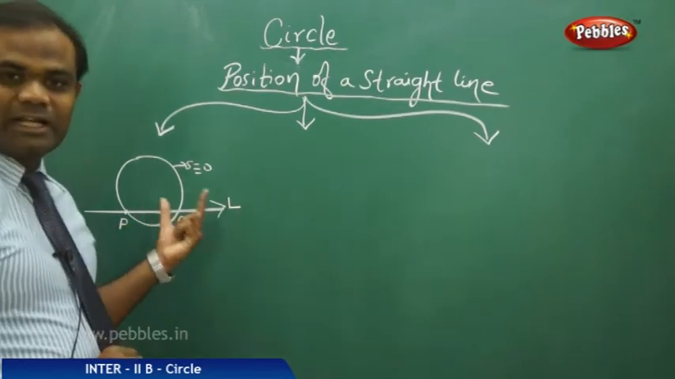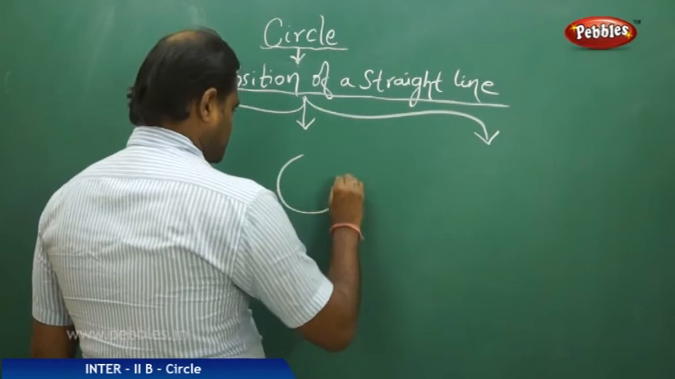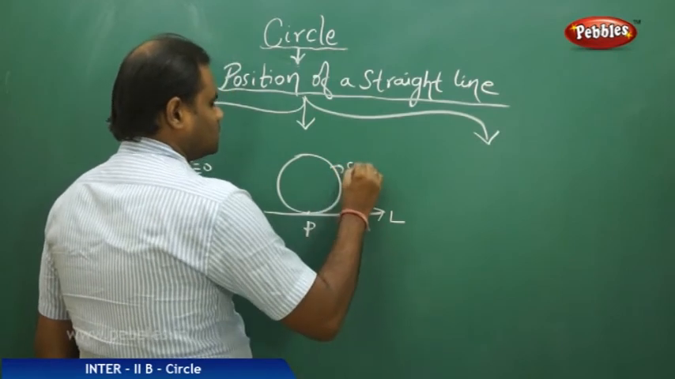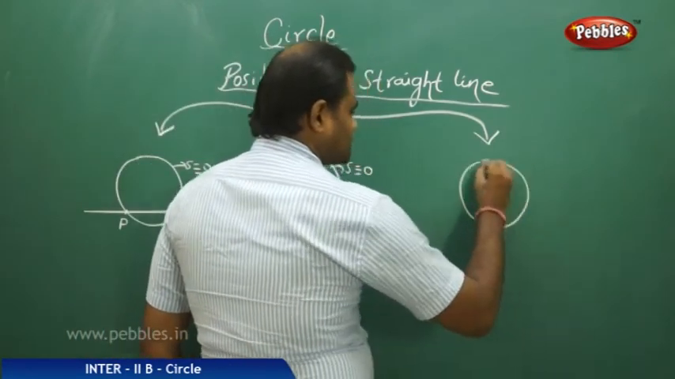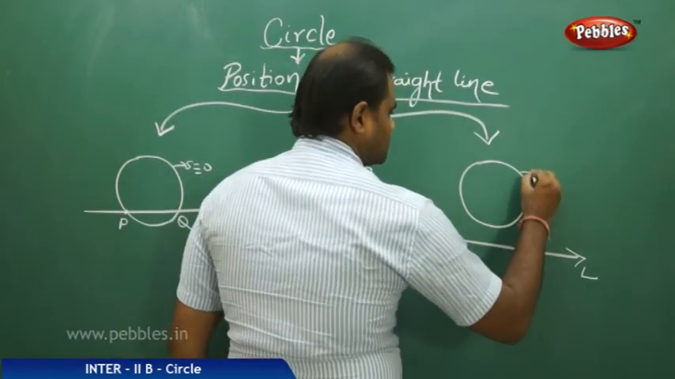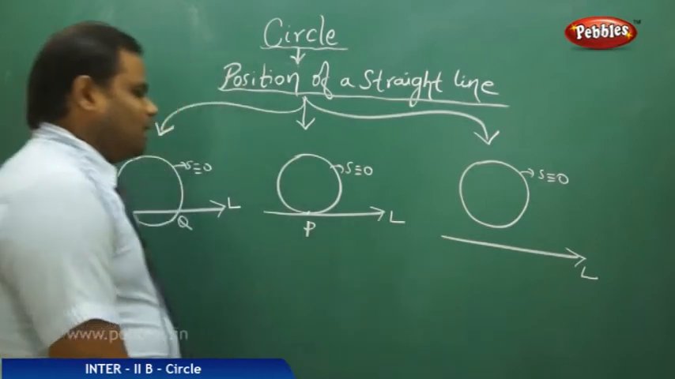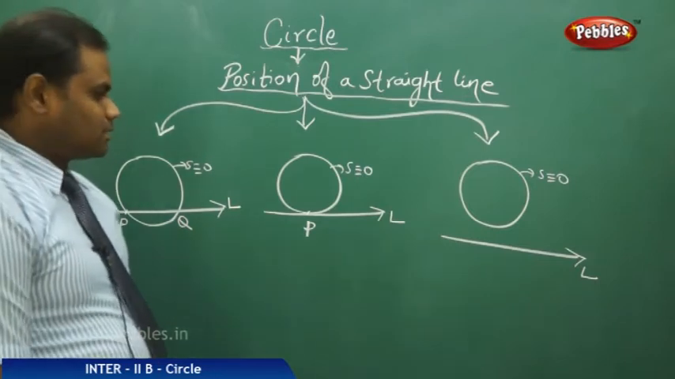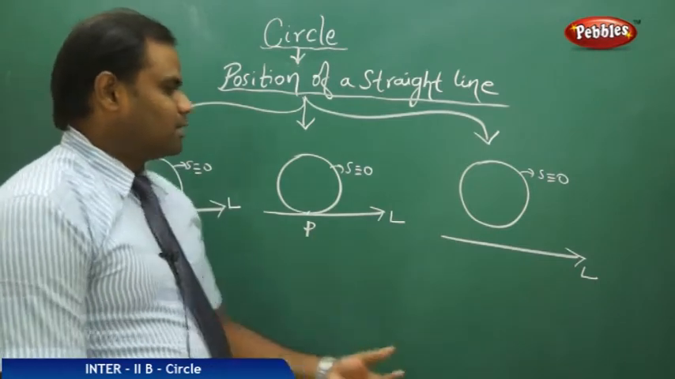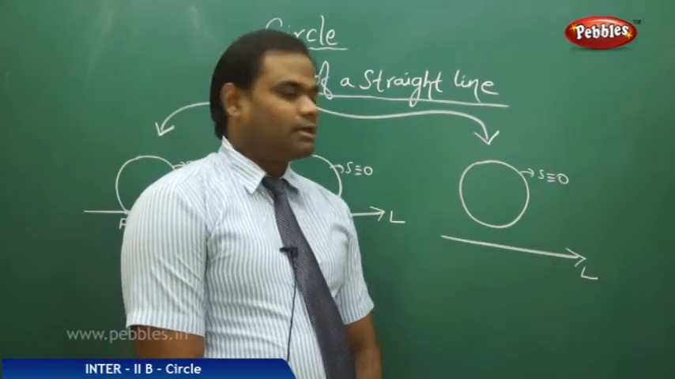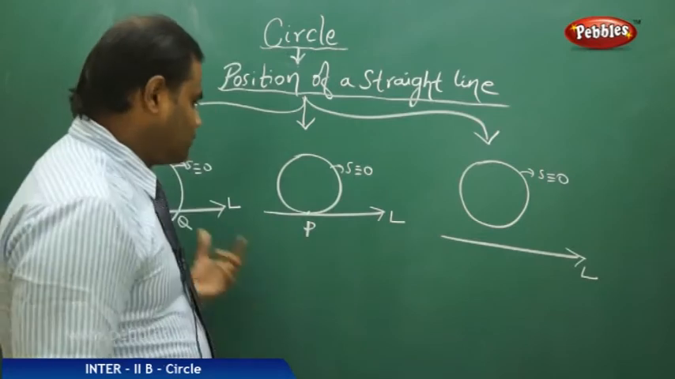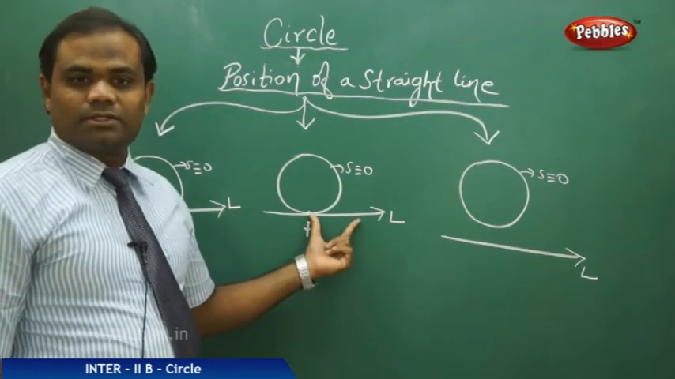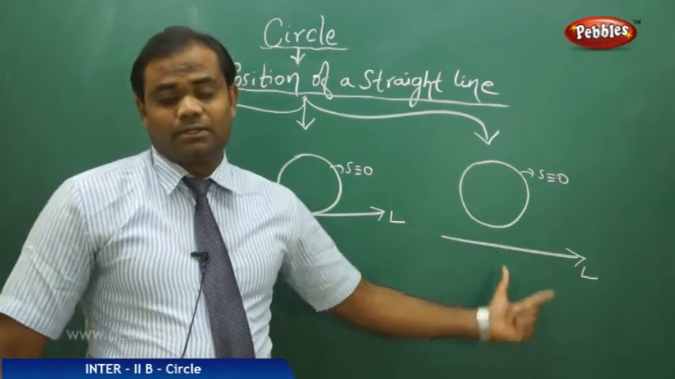So one is the possibility that a line cuts the circle, one is the possibility that a line touches the circle, and one is the case where a line does not pass through the circle. So when a line cuts the circle, it has 2 points of intersection. When a line touches the circle, it has 1 point of contact, and when a line does not cut the circle, there is no point of intersection. This is how we understand the three cases: case 1 cutting the circle, case 2 touching the circle, and case 3 does not meet the circle.